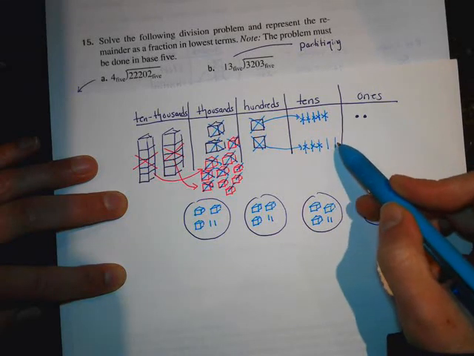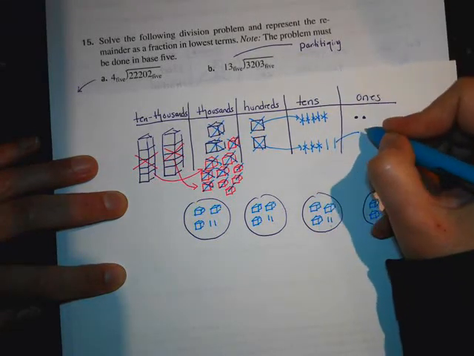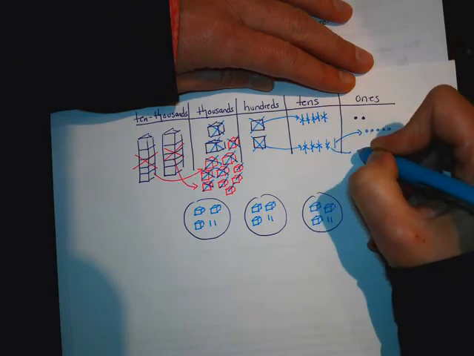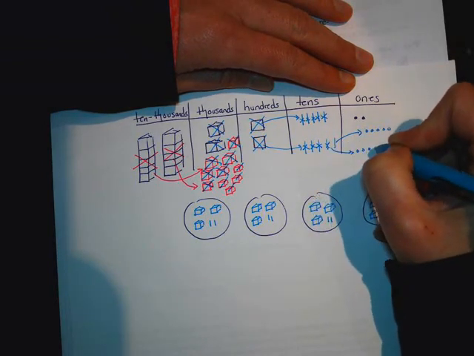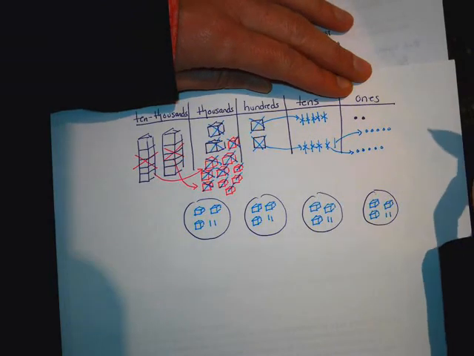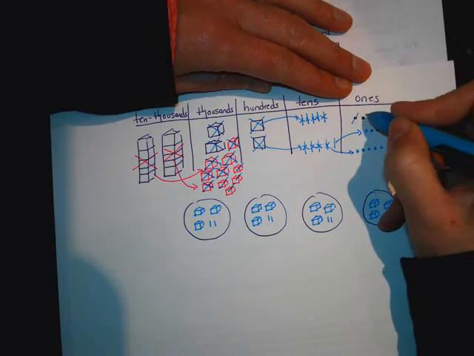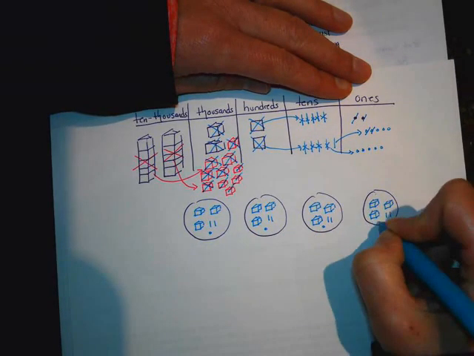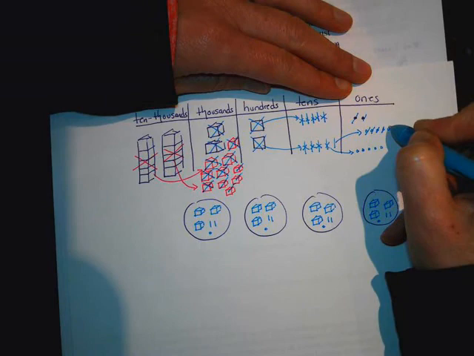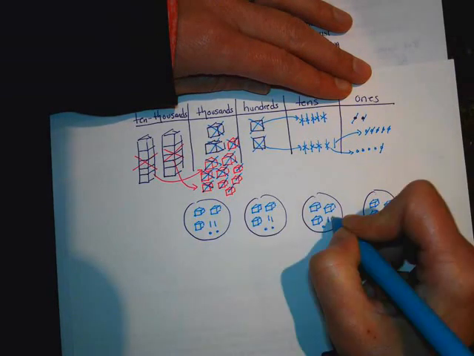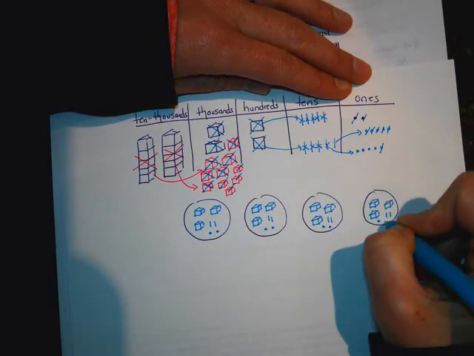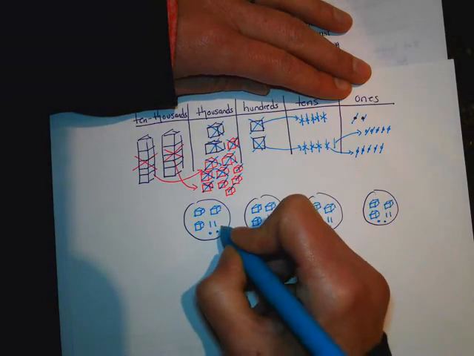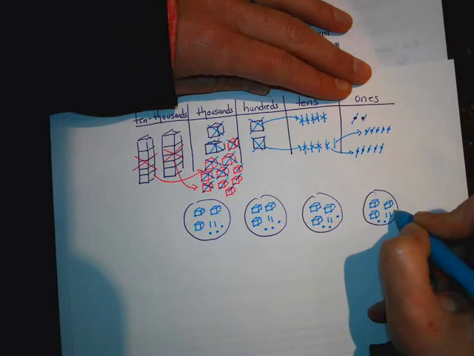And then I can't share these, so we're going to make them into singles. 1, 2, 3, 4, 5. 1, 2, 3, 4, 5. And then let's start sharing the love with these. So 1, 2, 3, 4. Everybody gets 1. 1, 2, 3, 4. Everybody gets 1. 1, 2, 3, 4. Everybody gets 1.